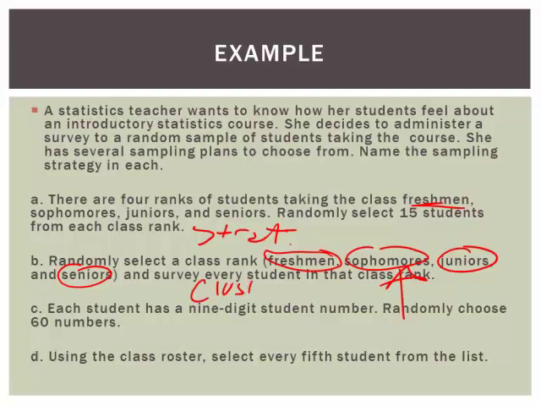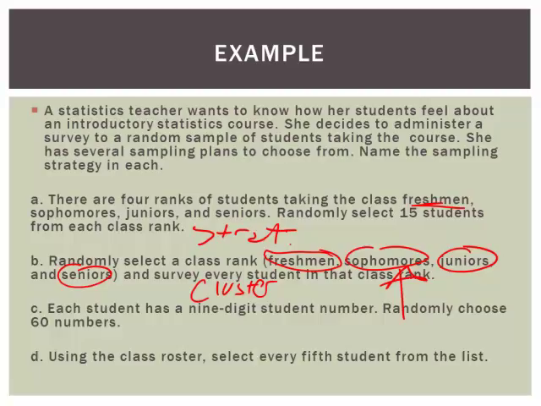Hopefully you see the difference now between the stratified sample and the cluster sample. Cluster, we first group them up and then pick everybody in that group. Stratified sample, we break them up and then we randomly select a certain number from each stratum, not the entire stratum.